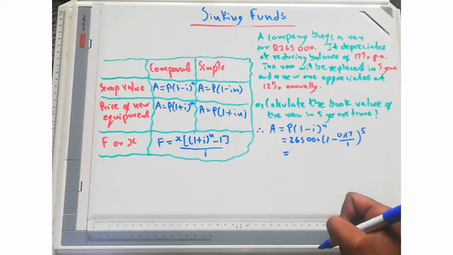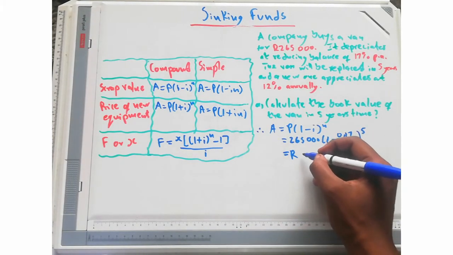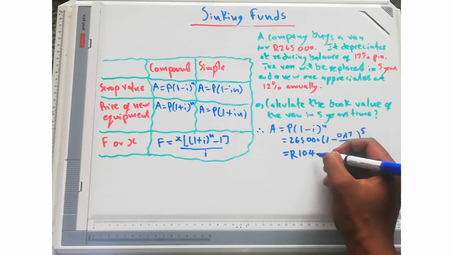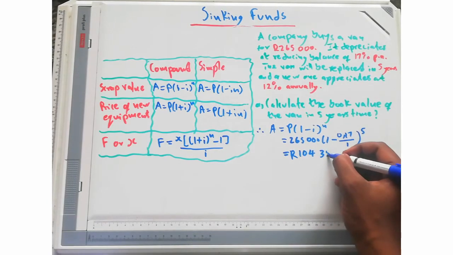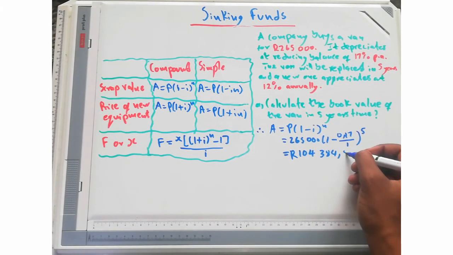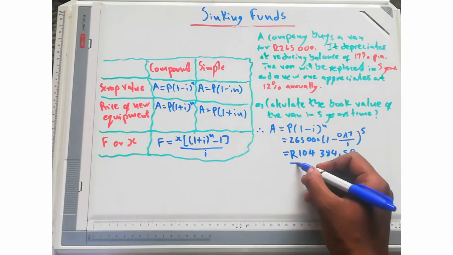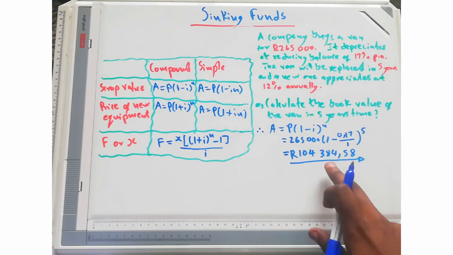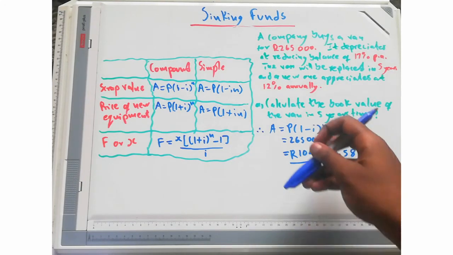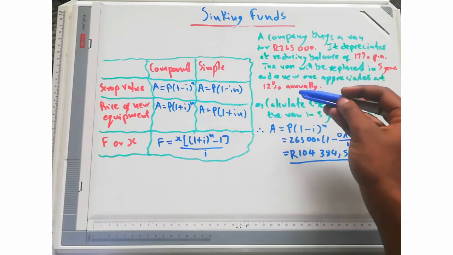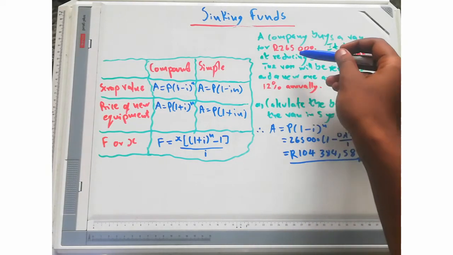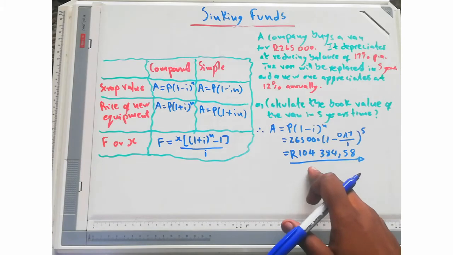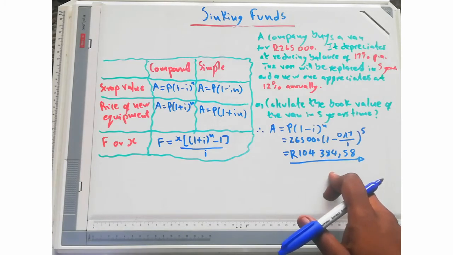So here you'll get an amount of 104,384 rands 58 cents. What does this mean? It means that after 5 years, the van you bought for 265,000 rand will be worth 104,384 rands.